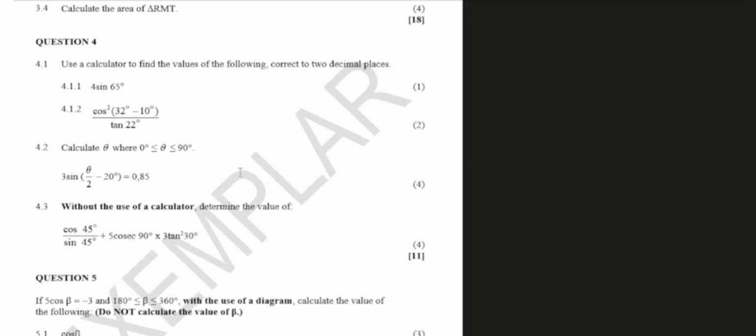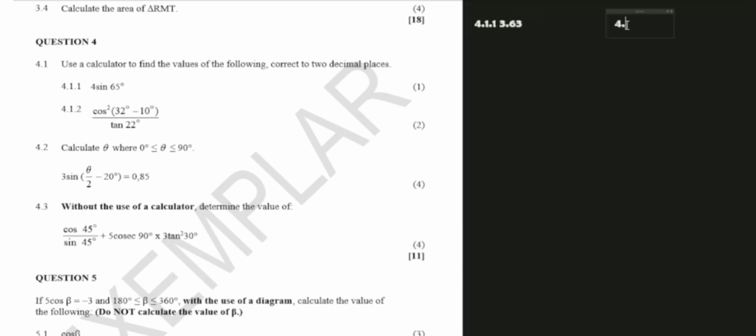So 4.1 says, use a calculator to find the values of the following, correct to 2 decimal places. So 4.1.1, you just have to type on the calculator. And if you type on the calculator, your answer will be 3.625231148, right? But it says correct to 2 decimal places. So your final answer will be 3.63.